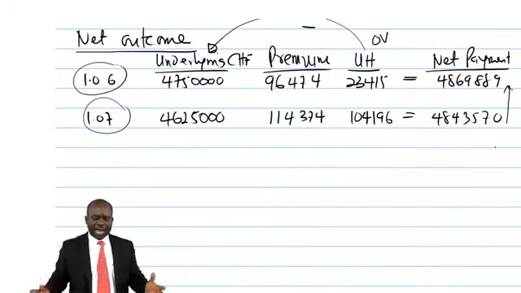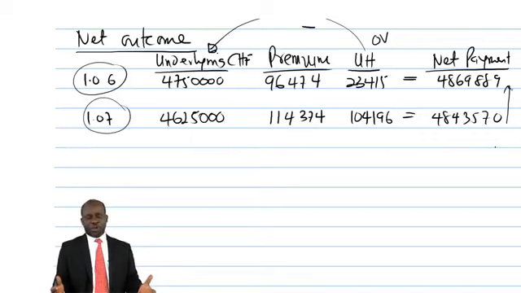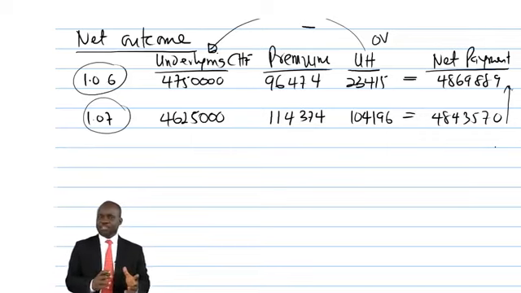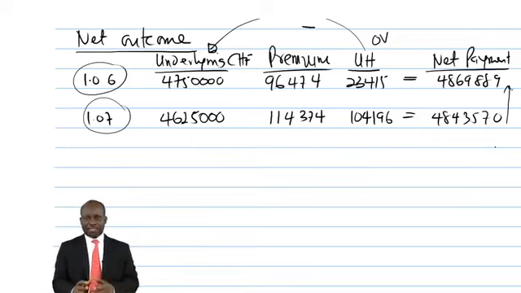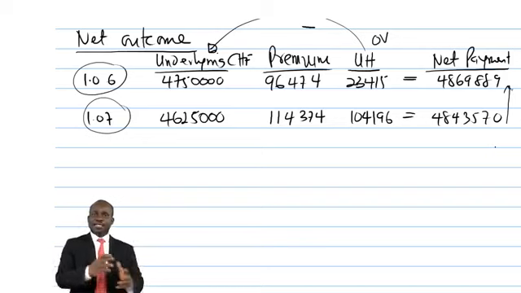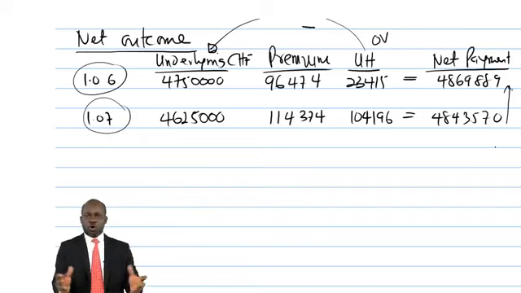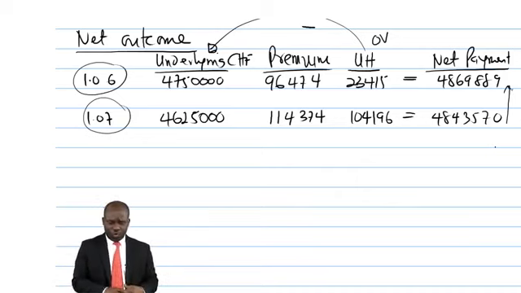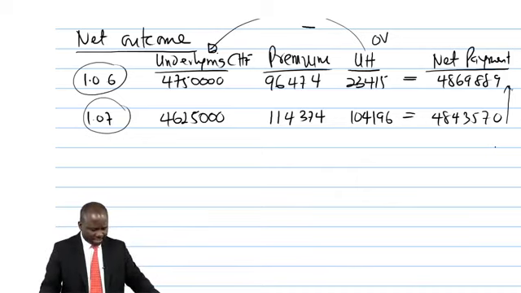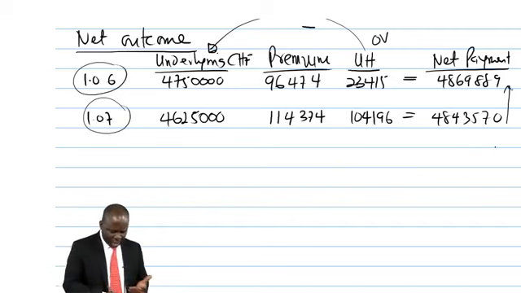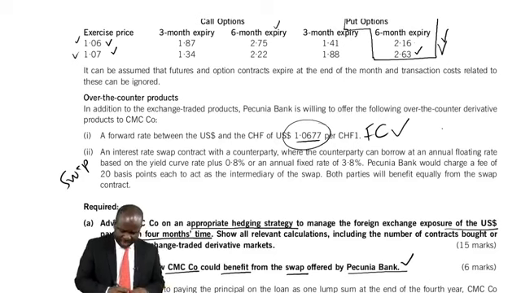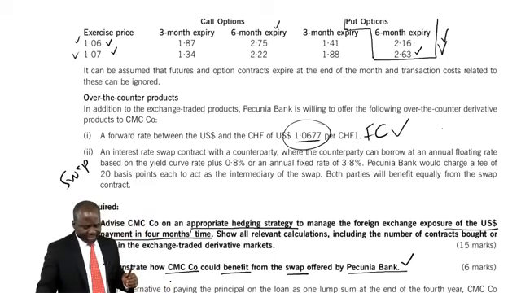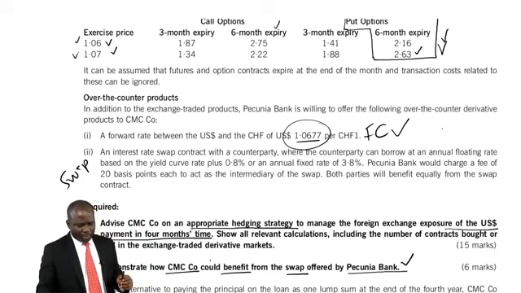Don't just look at it and say, oh, go in for the forward contract. The examiner will expect you to be doing comparison that, oh, this is cheaper, this is cheaper, this is cheaper, then overall this is cheaper. So I recommend that this is what they would have to go in for. Okay, so that is the case. So this is basically your requirement A. Advise CMC Co on appropriate hedging strategy.